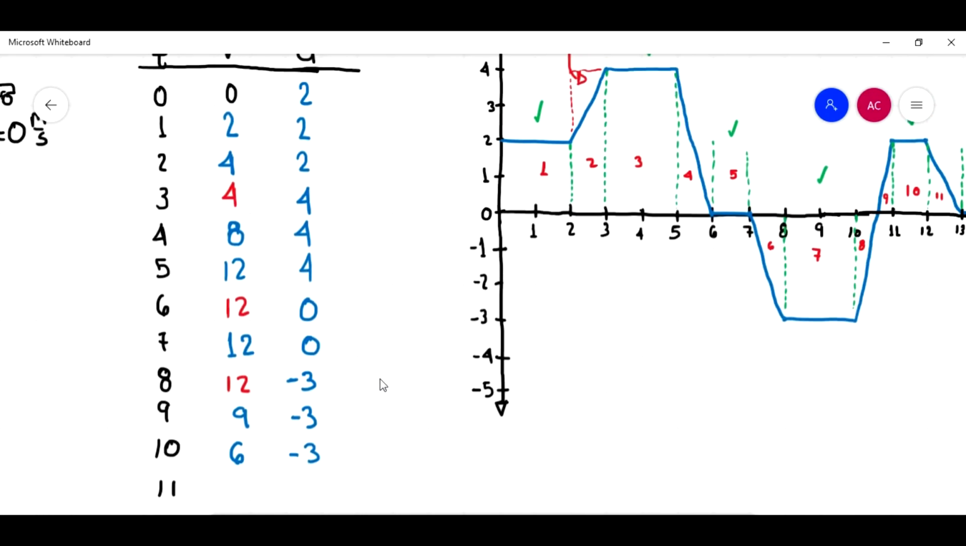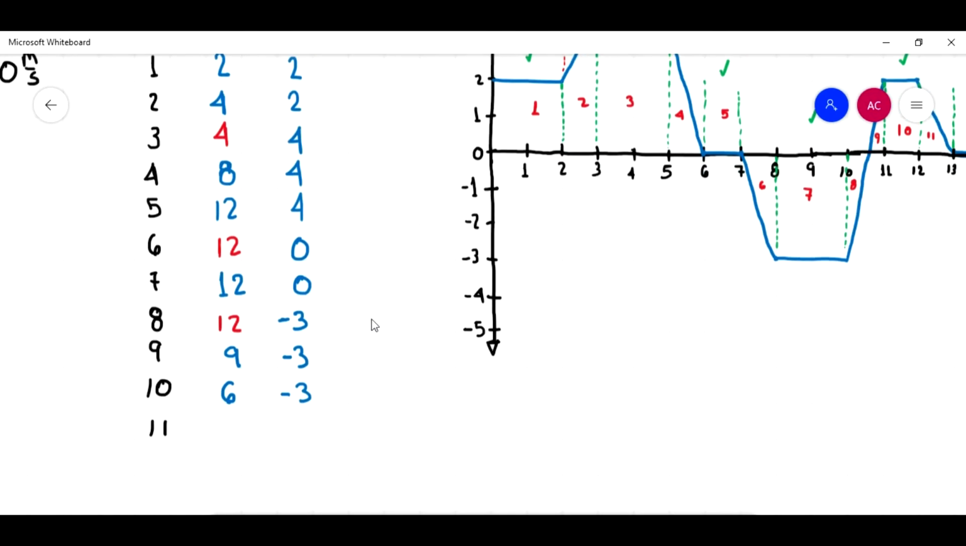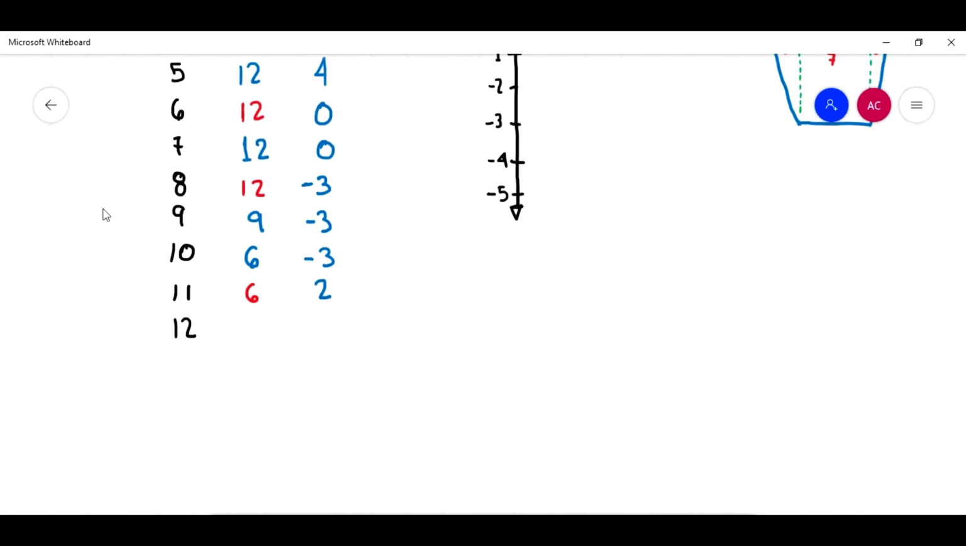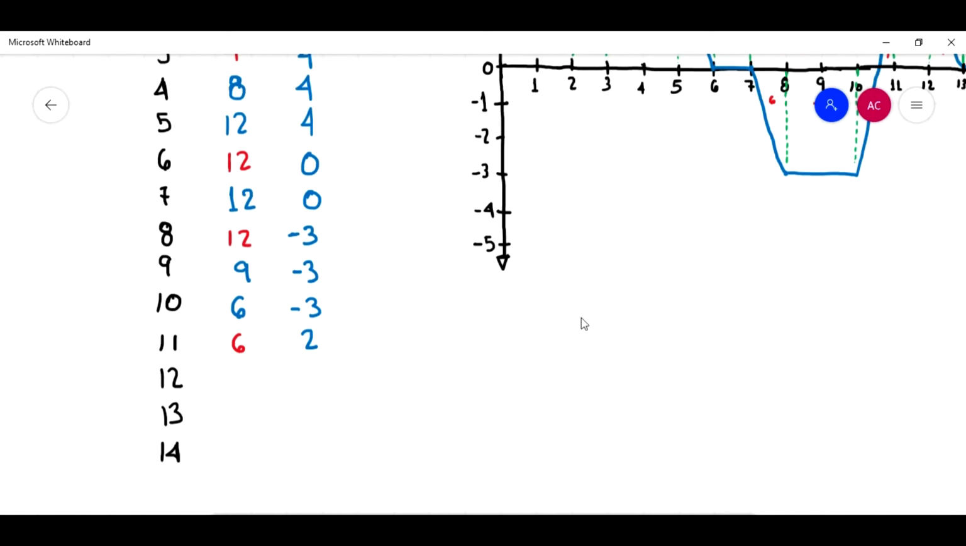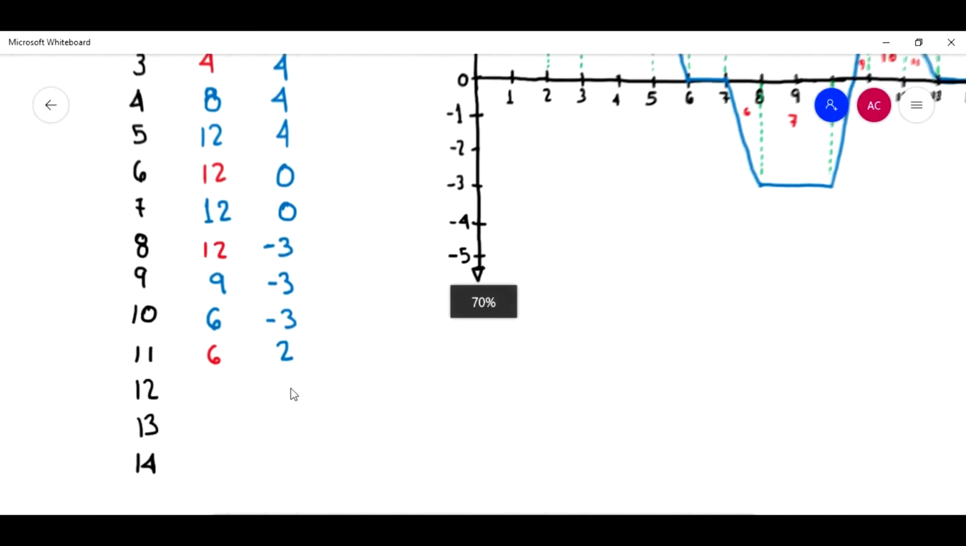Now, in the second number 11, well, now I got the acceleration at 2 meters per second square. So I'm going to write here that is going to be 6. I said again that is not correct, but in order to continue with the analysis of this problem, 13 and 14. So in the second number 12, we got 2 meters per second square. So that means that I'm going to add 2. Okay, so this will be 8.